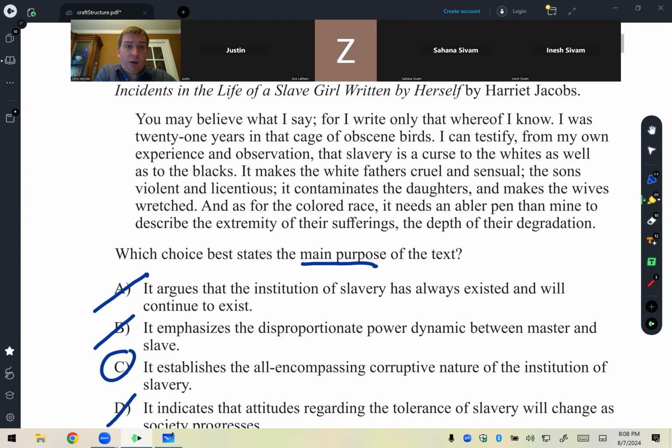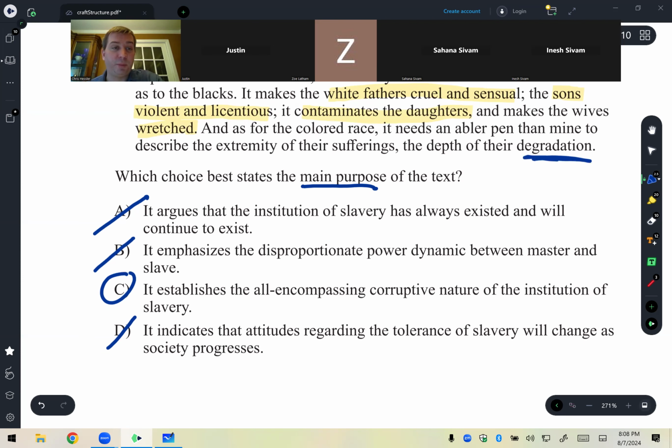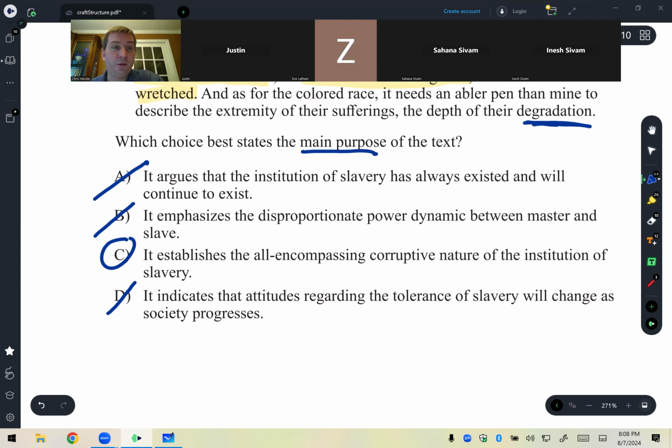So here is the all-encompassing part. It makes the white fathers cruel and sensual. The sons violent and licentious. That means the same thing as lascivious. It contaminates the daughters, makes the wives wretched. And as far as her own race is concerned, she can't even go there. She can't even begin to explain the amount of degradation that slavery causes. All right, so that's a purpose question. They'll ask you about the purpose of the passage. On to the next one.